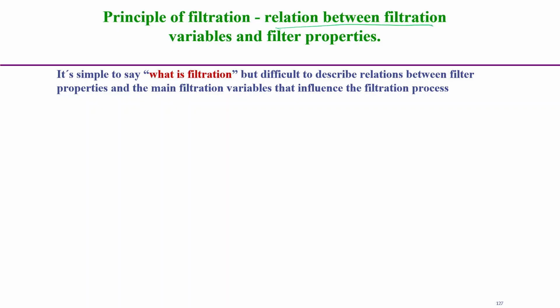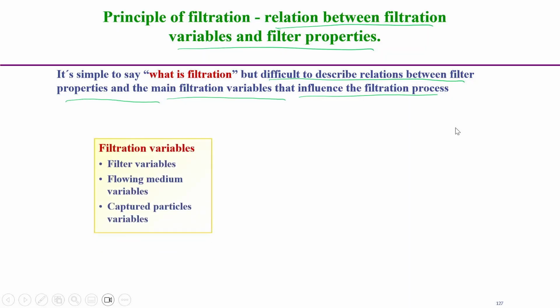So, now the principle of filtration, the relation between filtration variables and filter properties, which is very important. It is very simple to tell what filtration is, but very difficult to describe the relations between the filter properties and the main filtration variables that influence the filtration process. Let us try to understand that. So, what are the filtration variables?